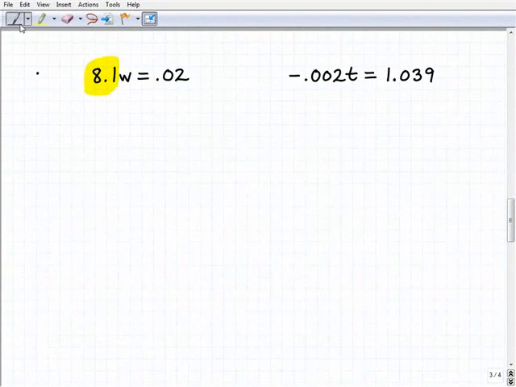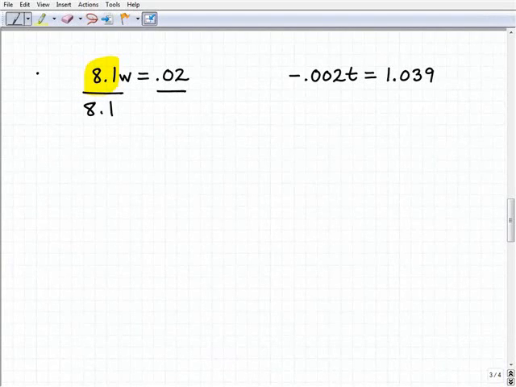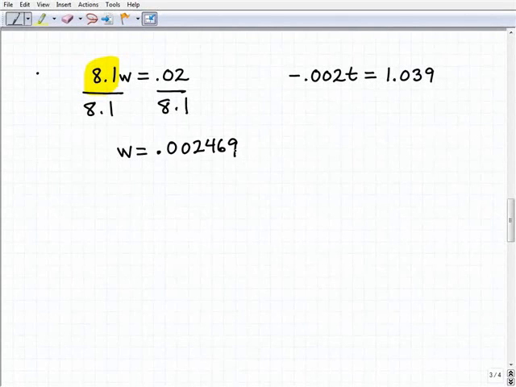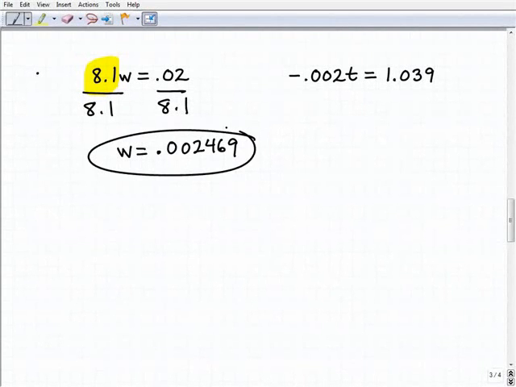So to get w by itself, I'm going to have to divide both sides of the equation by 8.1. Okay, so 8.1 divided by 8.1 is simply 1, or 1w, and then 0.02 divided by 8.1, and I'm plugging this into my calculator as we speak, will be equal to somewhere around 0.002469 or so. Okay, so if you got those digits, then you did it correctly. So just because we're dealing with decimals, the principle is still the same.